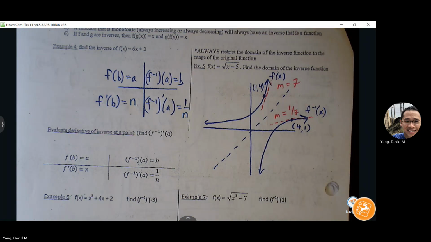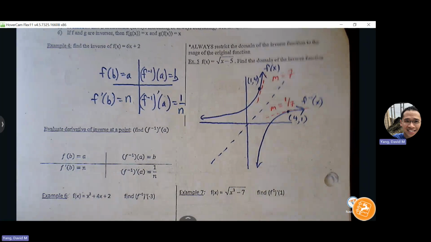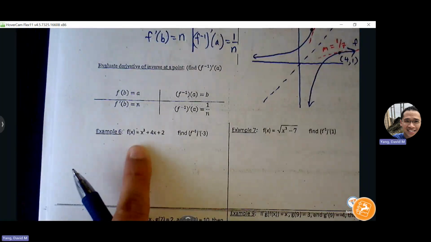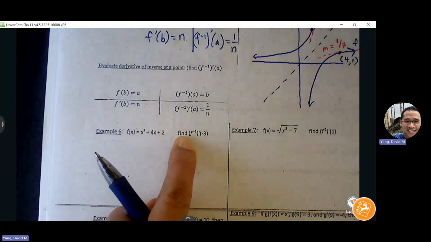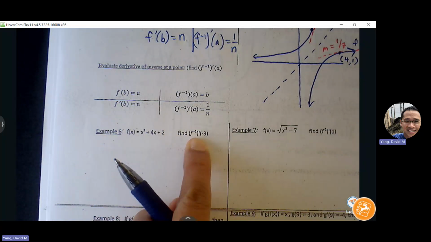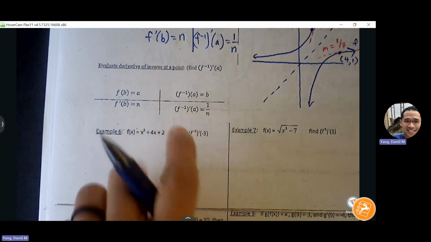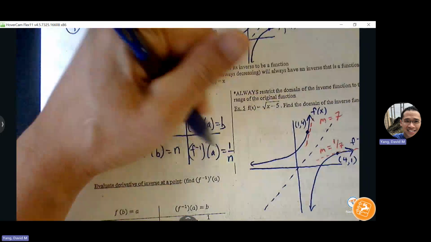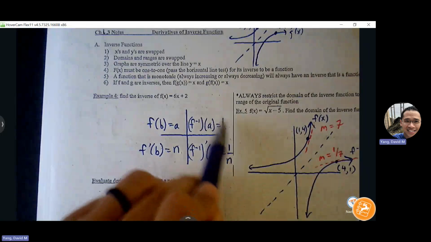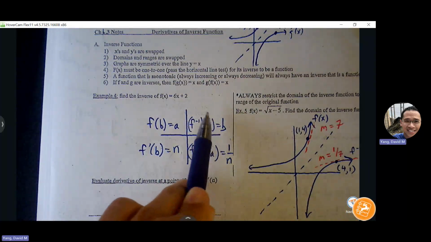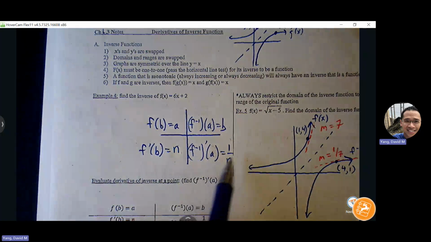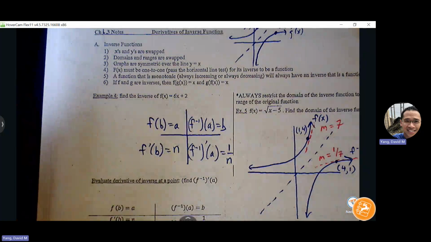Okay, so let's look at example 6 here. We have a function f(x) = x cubed plus 4x plus 2. And I want to find the derivative of f inverse at -3. I'm asking about the derivative of the inverse at a different point here. So I like to just go ahead and use this chart, and I'm going to make my way around it. This is what I'm looking for. This is my unknown. But by the time I work my way around this chart, I'm going to be able to gather everything that I need.